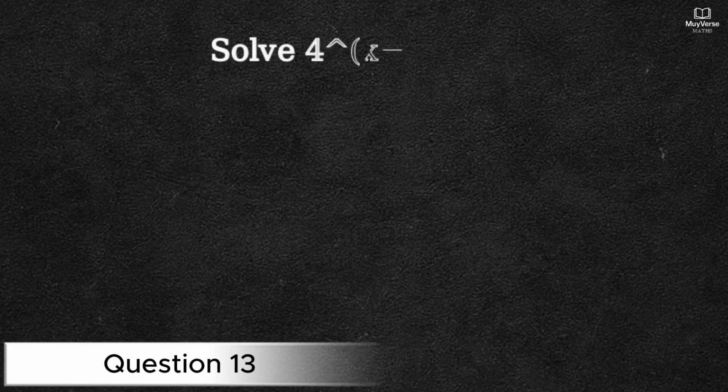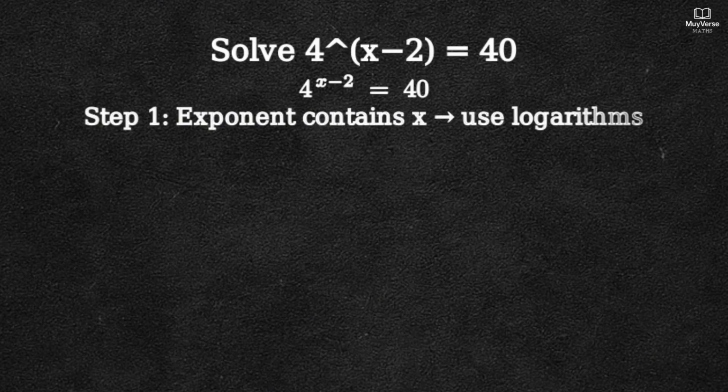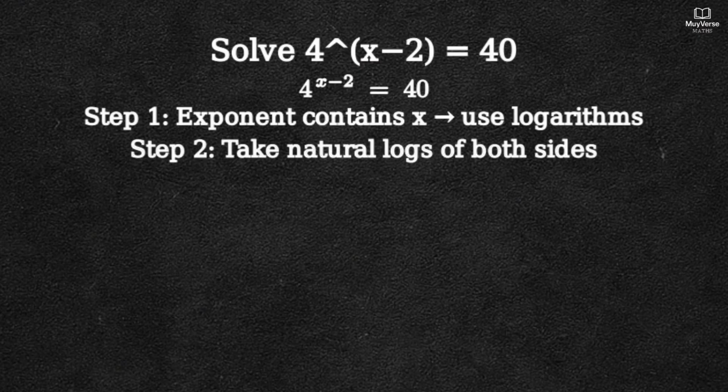We will solve the exponential equation step by step using thick text on a black background. The equation is 4 to the power x minus 2 equals 40. Step 1. Recognize that the unknown x is in the exponent, so logarithms will help. Step 2. Take the natural log of both sides.